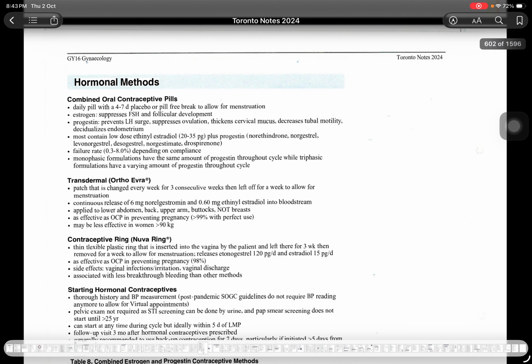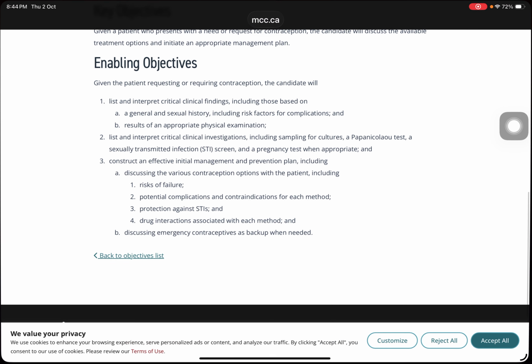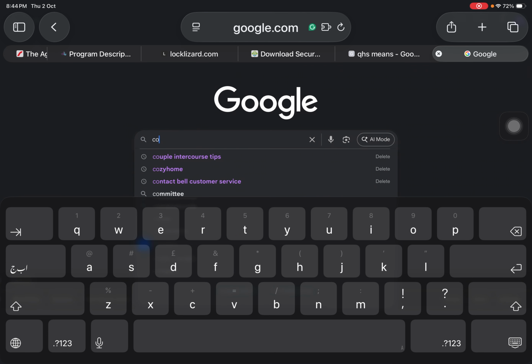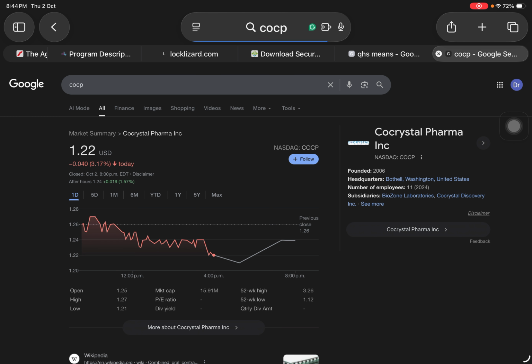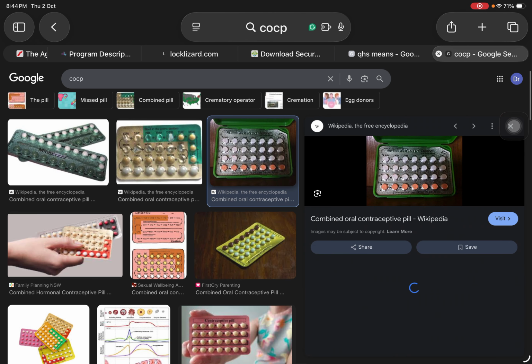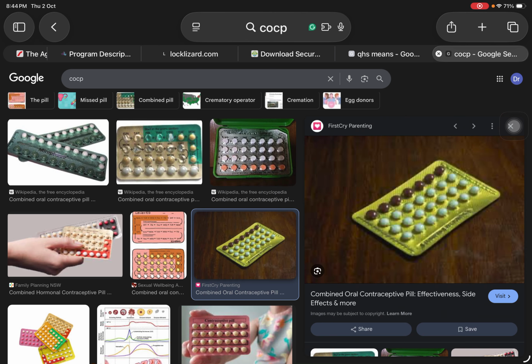Now, talking about what Toronto Notes says about it: daily pills with a 4 to 7 day placebo or pill-free break to allow for menstruation. So for people who are going for the NAC OSCE, or people who are new to Canada, let me tell you, there is a blister pack of COCPs, and let's see if we can find a picture on Google just so I can show you how that is. Some people might have seen that, but if you're counseling a patient, you've got to know more. Okay, so that's how a COCP pill looks.